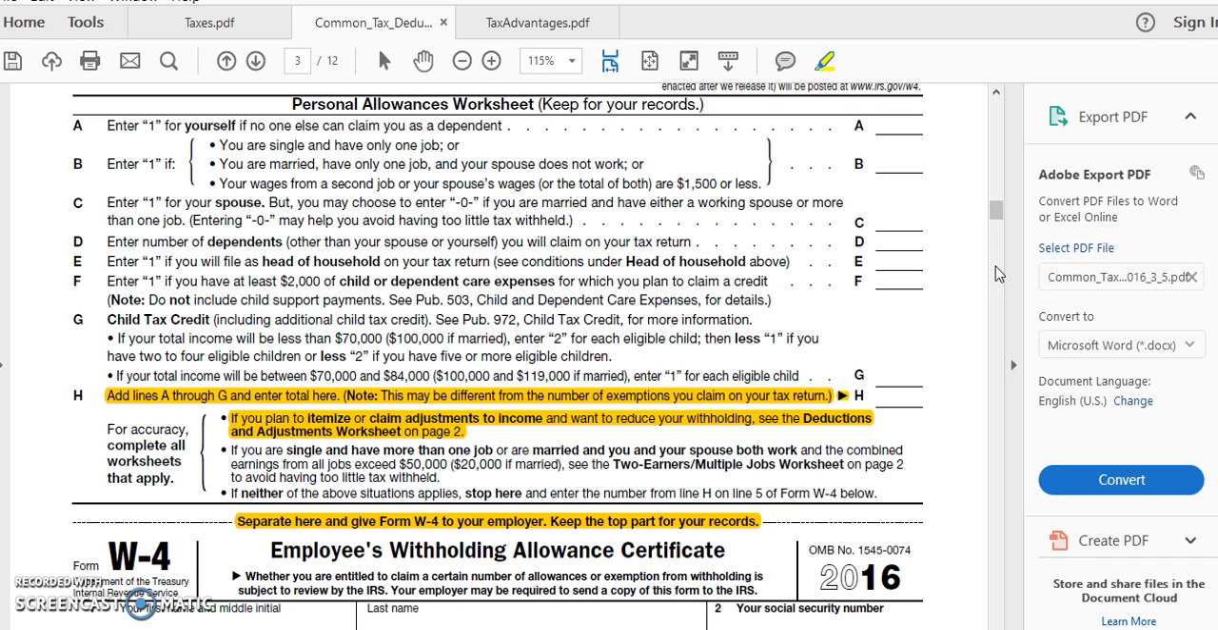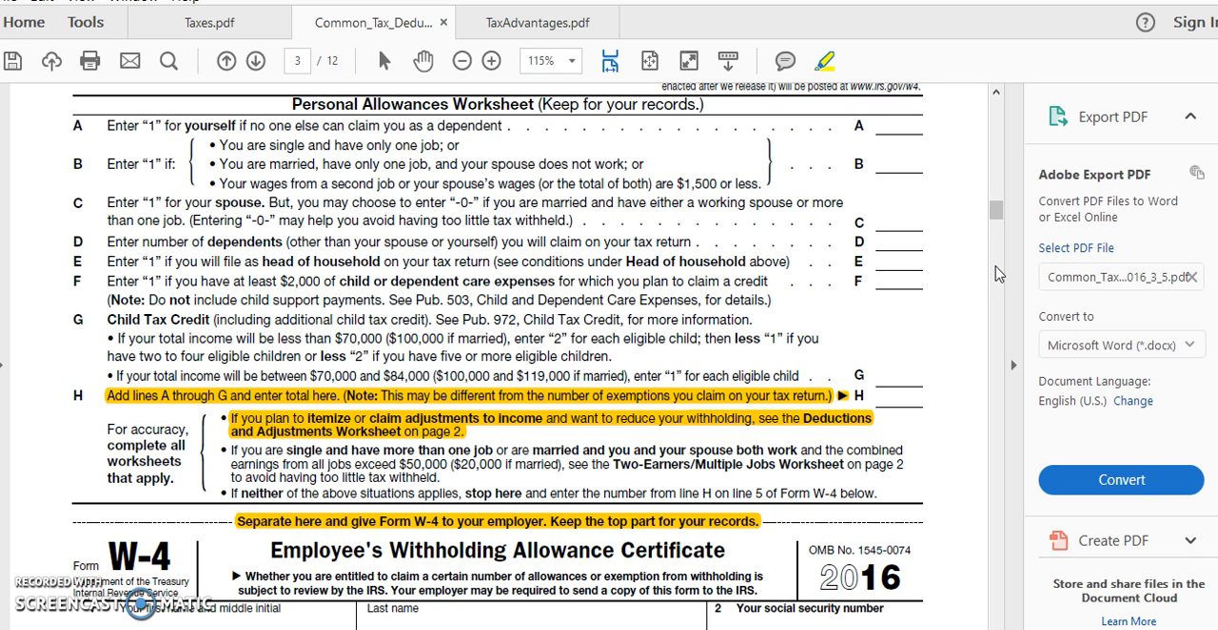Okay, so for myself, I am single and I only have one job, so I'm going to put one in line B. In line C, it says enter one for your spouse. Well, I don't have a spouse, so that will be 0. For line D, it says enter the number of dependents that you have. Well, I have a son, so I'm going to enter 1. I would enter 1 in line D.